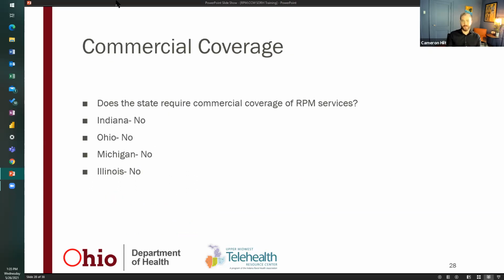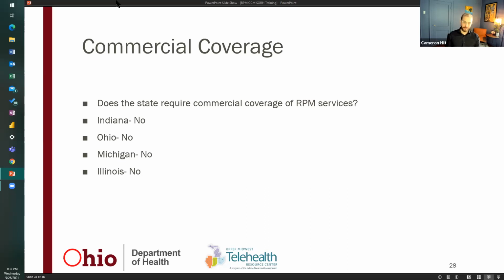When you look at commercial coverage for remote patient monitoring, Foley and Lardner is a law firm that has a lot of focus on telehealth and remote patient monitoring services. In the report that they released in February of 2021 this year, they found that there was no particular statute that required commercial insurers to cover RPM services. And that is true across the board in Indiana, Ohio, Michigan, and Illinois.